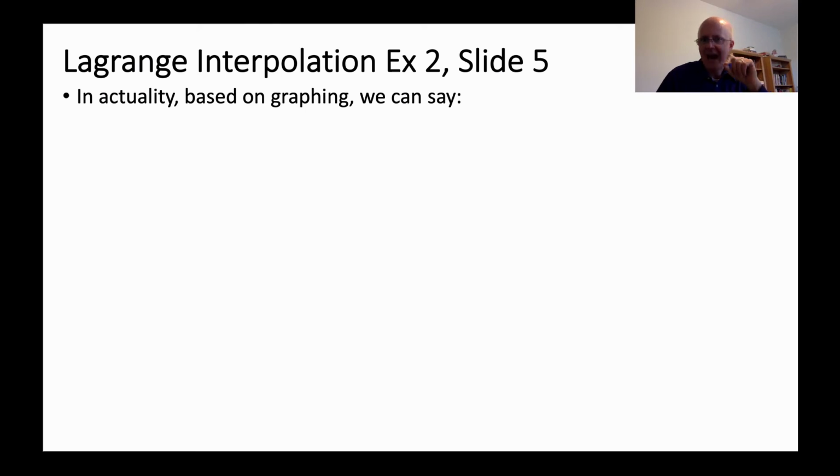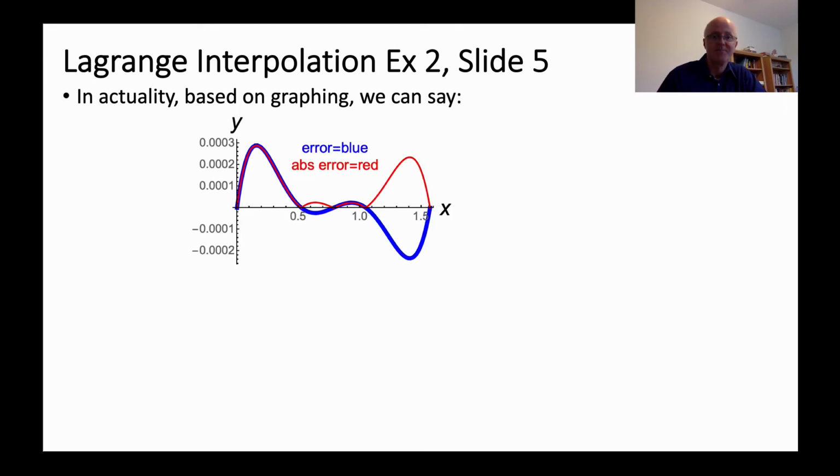The error is actually smaller. And you can see this from graphing. If you graph both, say, the error and the absolute error, you'll get this picture. The error itself is in blue. It can be positive or negative. Error is always actual minus approximate, f of x minus p of x in this case.